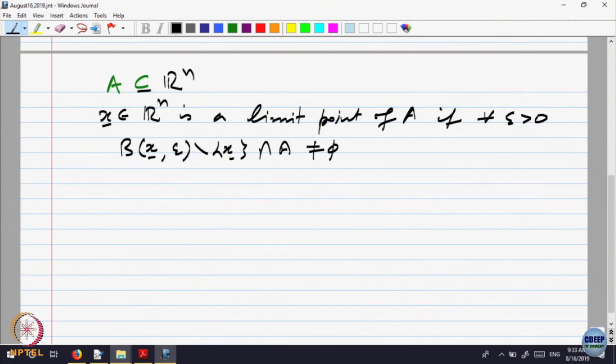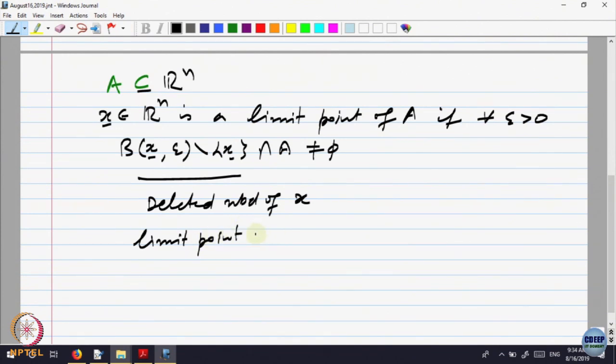If x belongs to A, it is not automatically a limit point; we are looking at points which satisfy this condition. Such a thing is called a dilated neighborhood of the point x. From the ball you have removed the center, right? So, that is called a dilated neighborhood. A point is a limit point if every dilated neighborhood of it intersects the set A. Such points are also called accumulation points by some people.